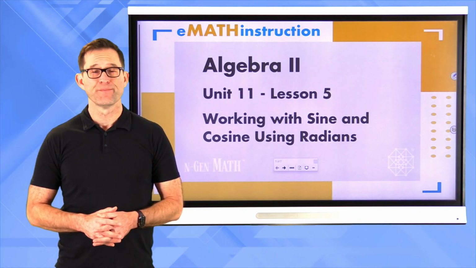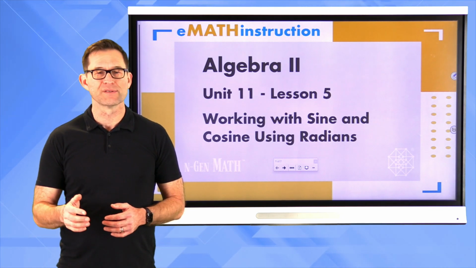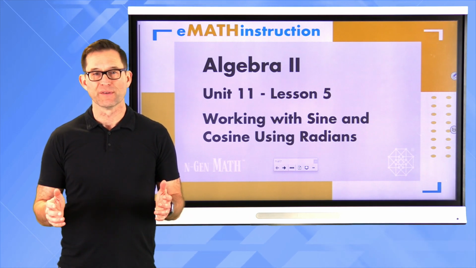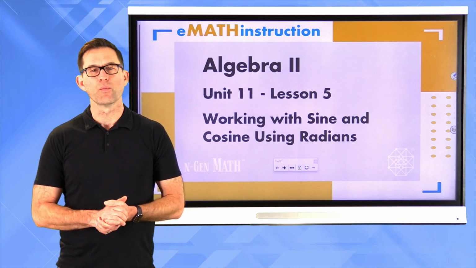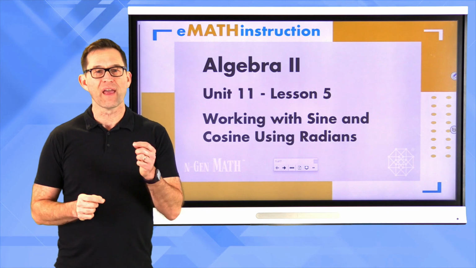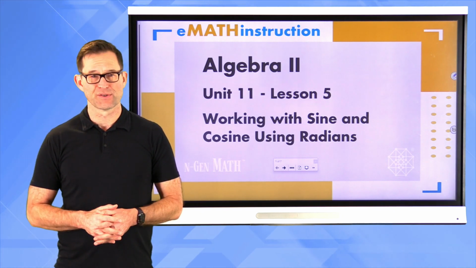Today we'll be doing Unit 11, Lesson number 5, working with sine and cosine using radians. Now we saw radians a few lessons ago and we talked about how to think about radians compared to degrees. We worked with radians quite a bit when we looked at the unit circle, which we're going to look at again today. And then in our last lesson, we defined the sine and cosine as being the y-coordinate and the x-coordinate where the terminal ray of an angle passes through the unit circle.